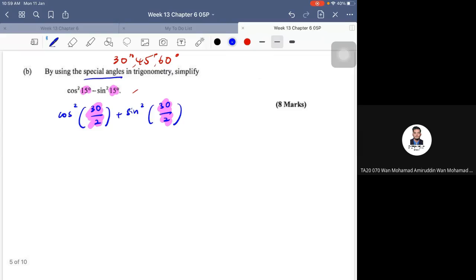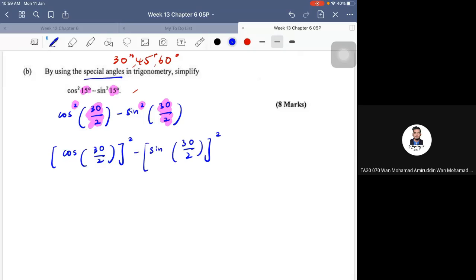So sama juga idea dia macam tadi. So the fact that this is going to be ada square kat tengah ni, so what we can do is we can move that outside untuk senangkan kita punya calculation. So kita boleh tulis dia sebagai, so this is actually going to be cos of 30 over 2 square. Sorry, ni bukan tambah, ni tolak. So this is going to be minus, so sine of 30 over 2 to the power of 2.